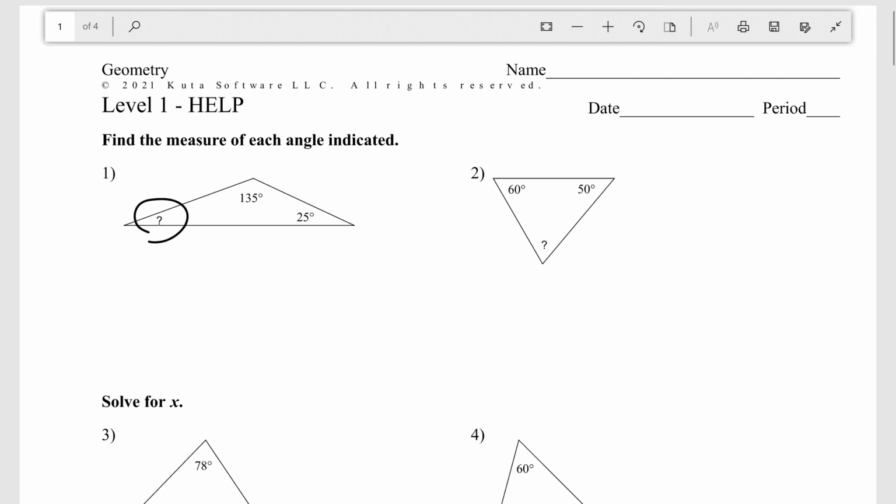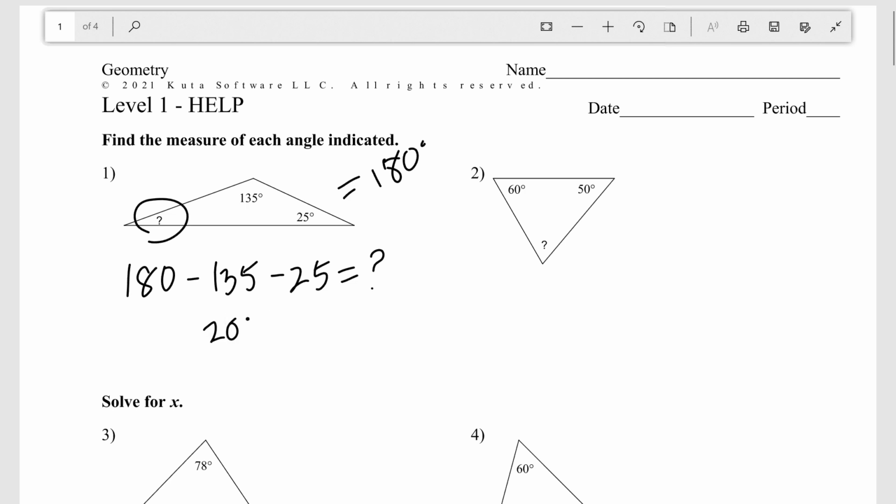Remember, by your triangle sum theorem, all three angles are going to add up to 180 degrees. Okay? So that means if I were to go ahead and take 180, subtract out 135 and 25, I should get my missing angle answer. So if you go ahead and plug that into your calculator, our missing angle measure is going to be 20 degrees. Okay, simple as that.